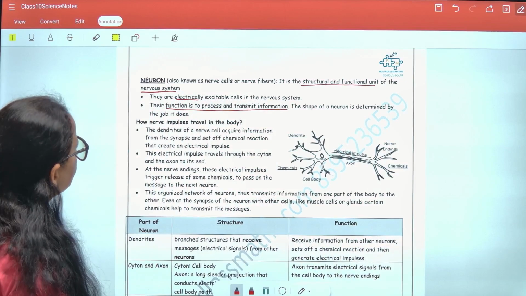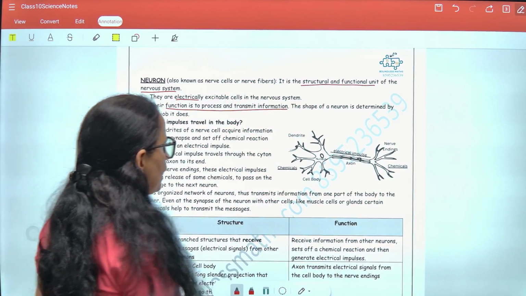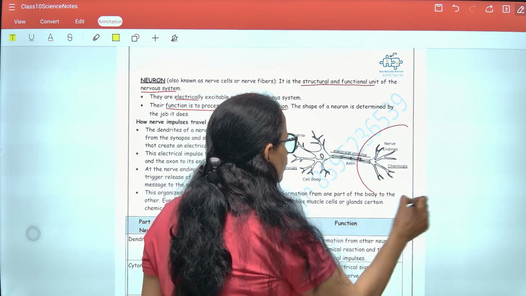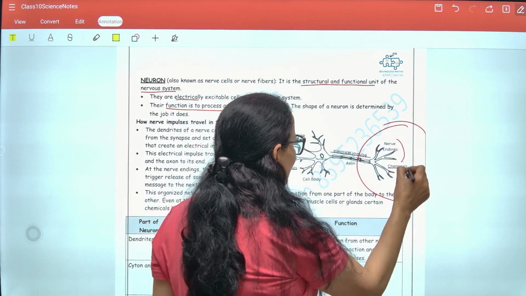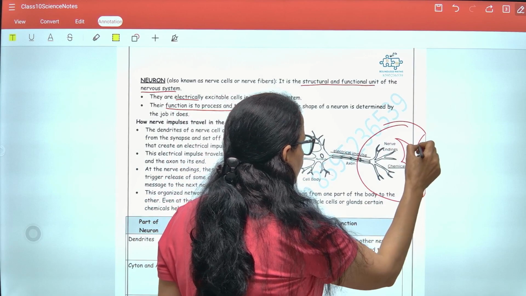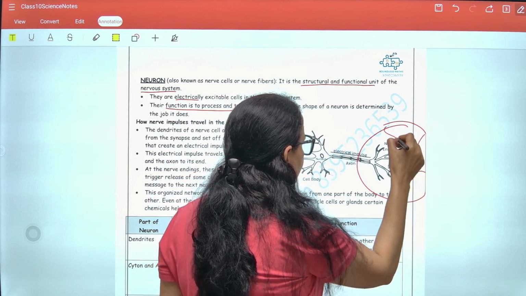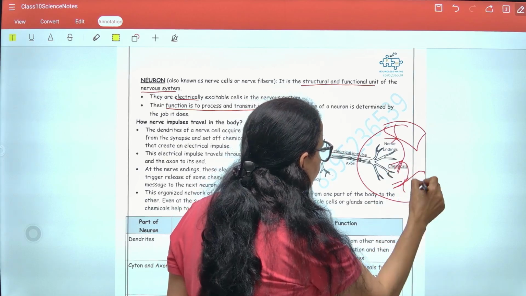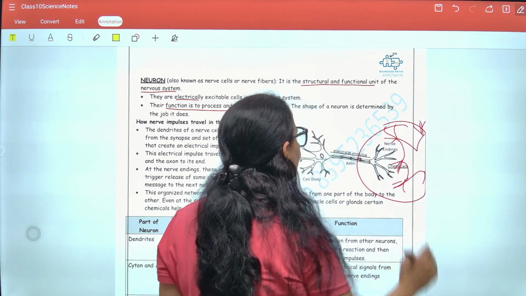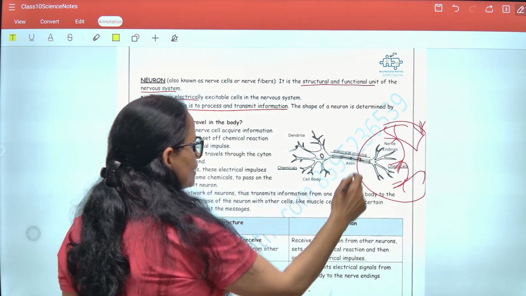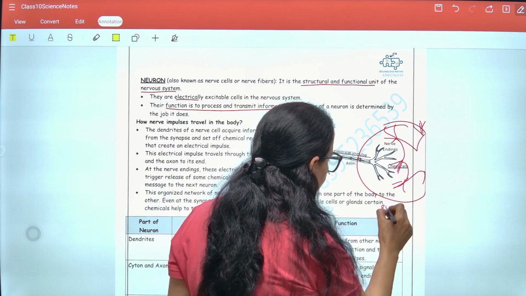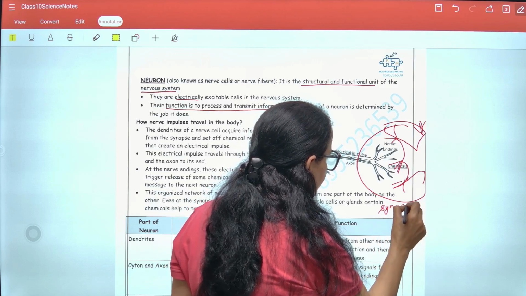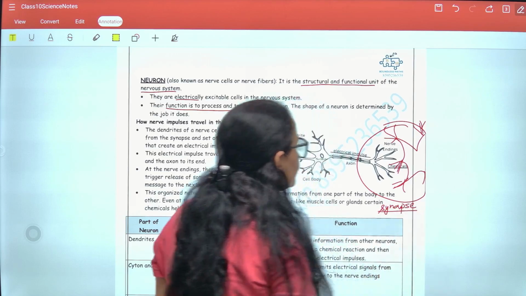Now how do these nerve impulses travel in our body? The junction of two nerve cells is called... I might have another nerve cell that is starting here, where the nerve endings are there for this one, right? So this junction of two nerve cells is called synapse.